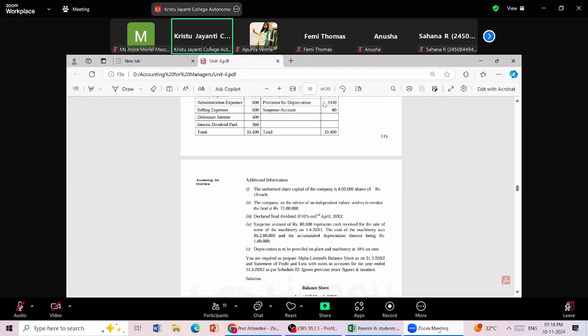Then declare final dividend at 10% on 2nd April 22. So the dividend is being declared on 2nd April of 2022.